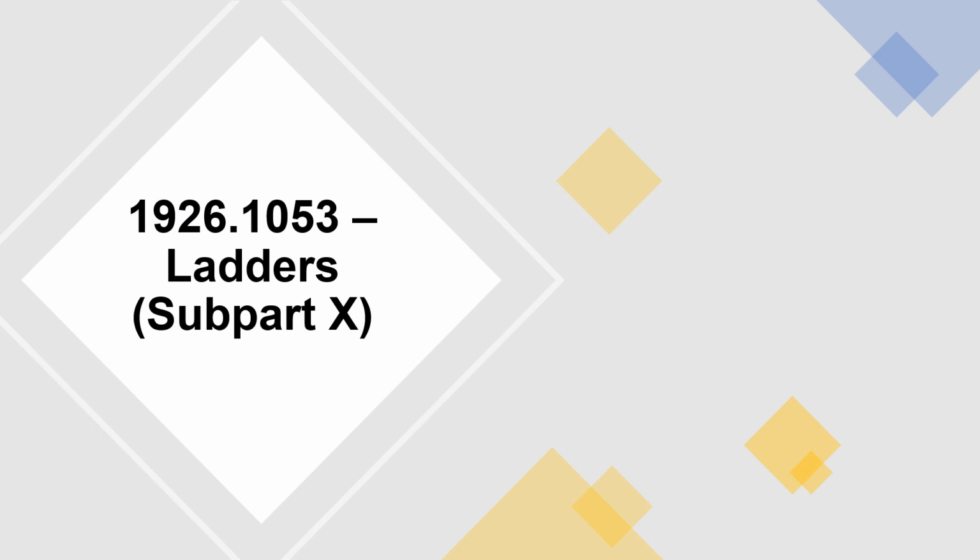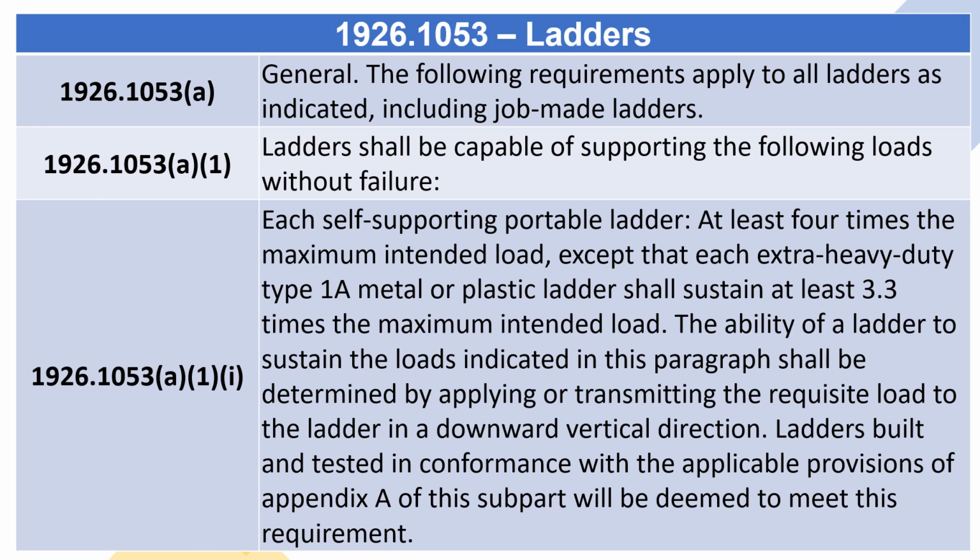1926.1053 Ladders. 1926.1053 A. General. The following requirements apply to all ladders as indicated, including job-made ladders. 1926.1053 A. 1. Ladders shall be capable of supporting the following loads without failure.